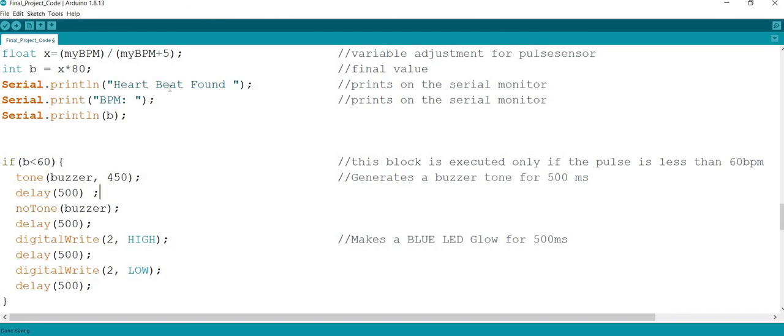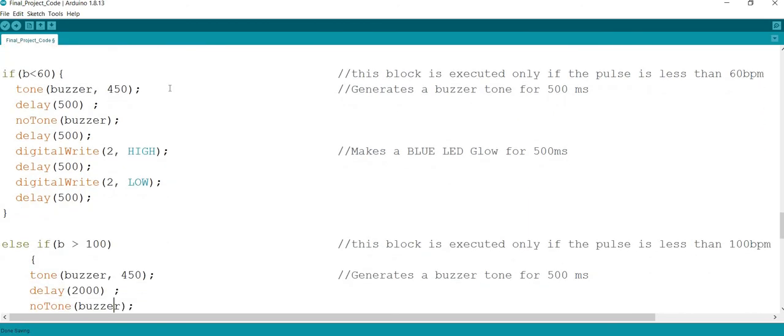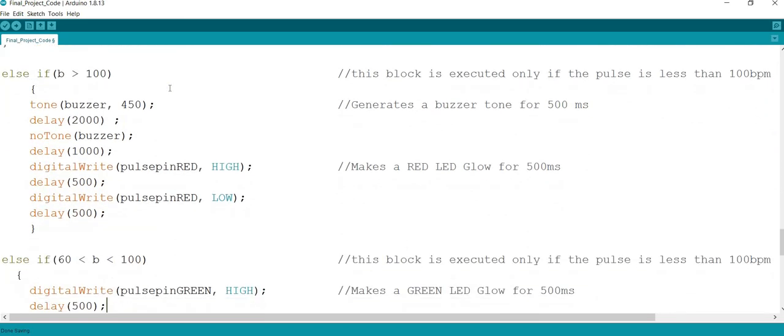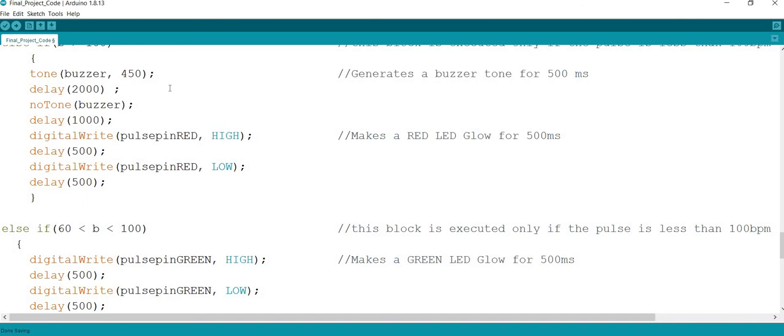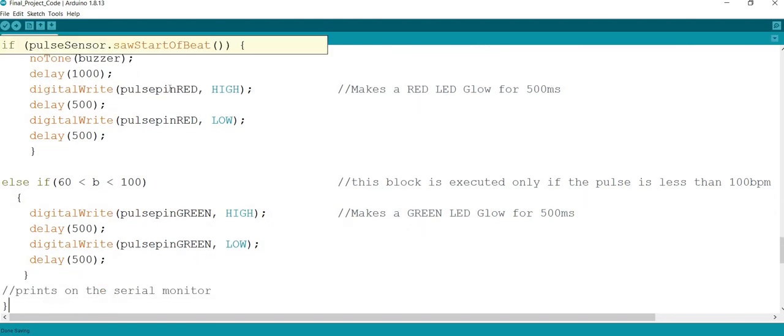If the heartbeat is less than 60, it will generate a buzzer tone and make the blue LED glow. If it is greater than 100, it will make the red LED glow and generate a buzzer tone, and if it is within the normal parameters, it will just make the green LED glow. So ideally, if a normal person is using it, he should just see the green LEDs glowing one after the other, because only then both his parameters will be normal, and if either one of them is abnormal, then our buzzer signal will be alerting the fact.